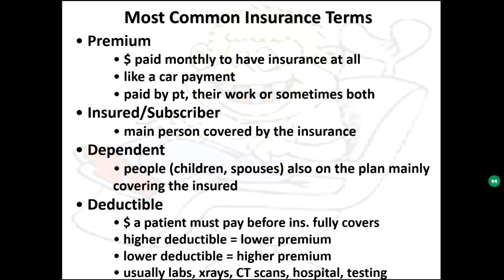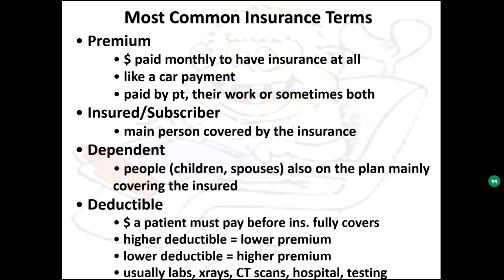So, a deductible is an amount that a patient has to pay out of pocket, and it's a set amount that you have to pay every single year before the insurance will kick in 100%. So, for example, if I have an insurance with a $500 deductible, then that means any tests or any office visits or blood work, anything that I get done, I have to pay the first $500, and then the insurance will cover everything else 100% for the rest of the year.